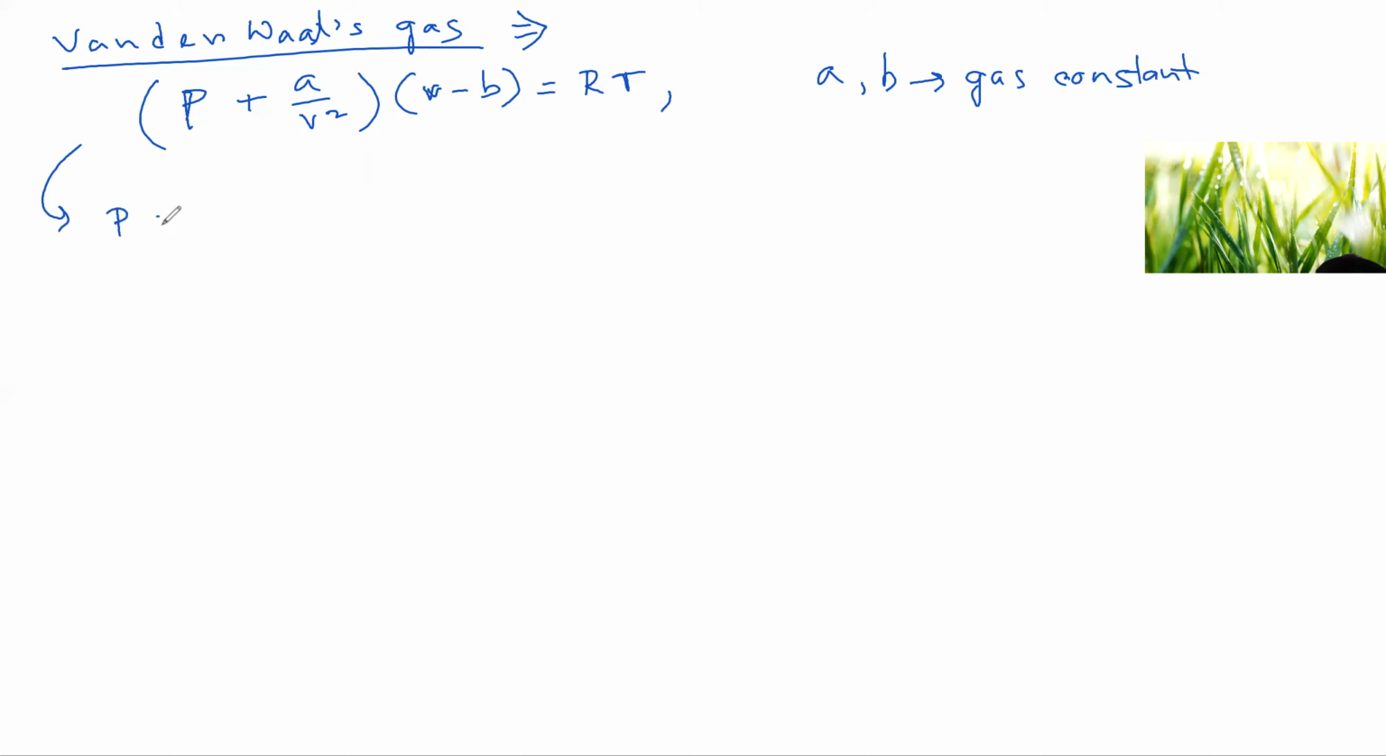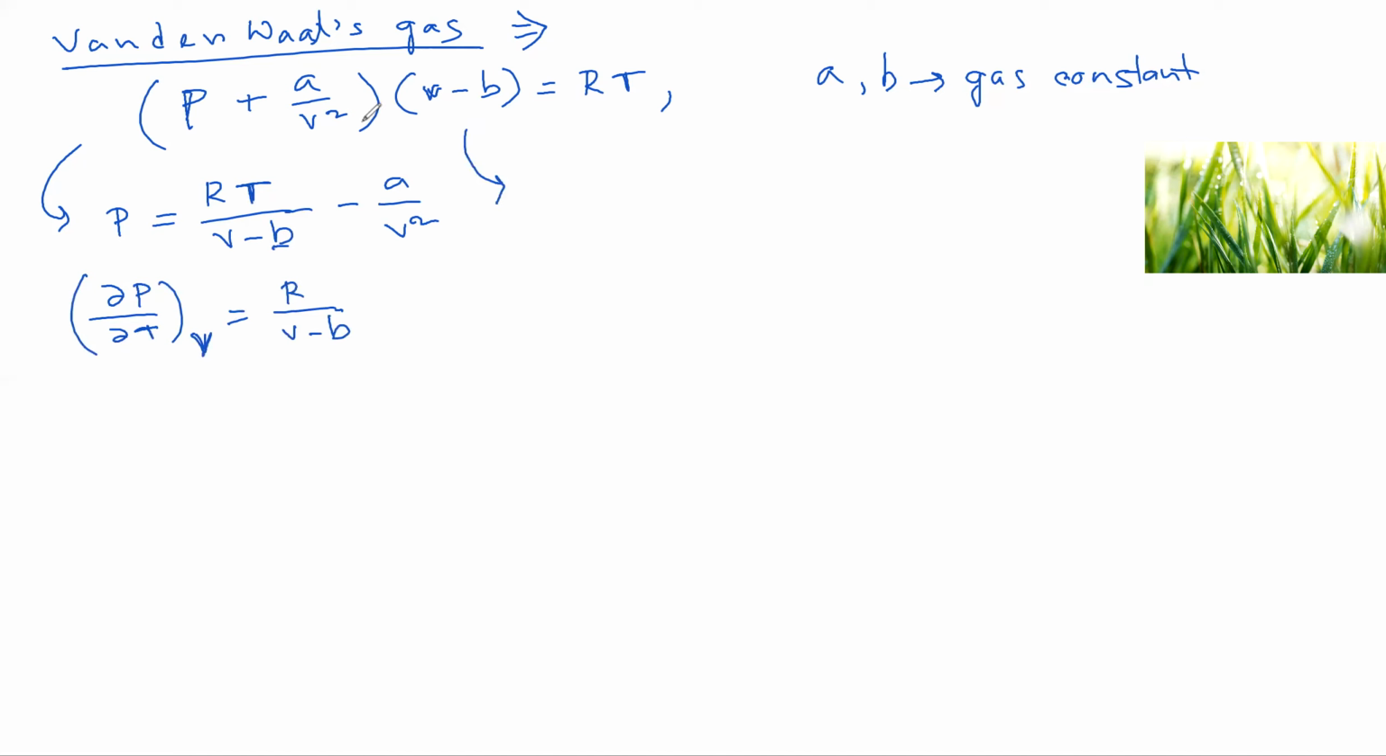P is equal to RT by (V minus b) minus a over V squared. Now we will differentiate P with respect to T at constant volume. What will this be? R by (V minus b), because the differentiation of T will be 1, and this other term will be 0 because we have taken volume constant, so this is a constant term, so its differentiation will be 0. And now we can again write it from here. We'll just multiply both sides, so PV minus Pb plus a by V minus ab by V squared is equal to RT.